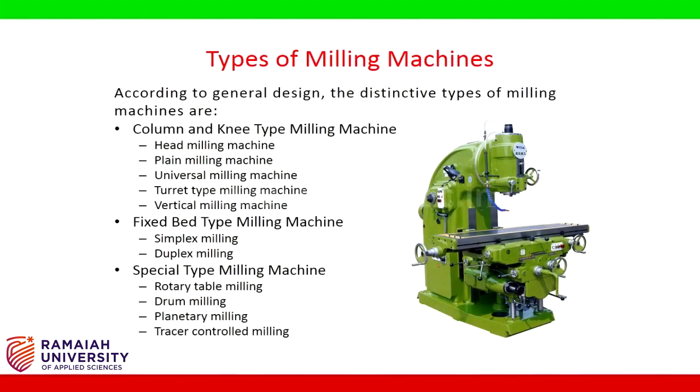Types of milling machines. According to general design, the distinctive types of milling machines are column and knee type milling machines such as head milling machine, plane milling machine, universal milling machine, turret type milling machine, vertical milling machine, fixed bed type milling machine like simplex milling and duplex milling, and special type milling machine like rotary table milling, drum milling, planetary milling and tracer controlled milling.